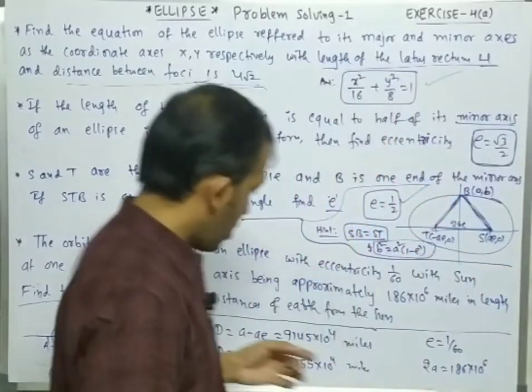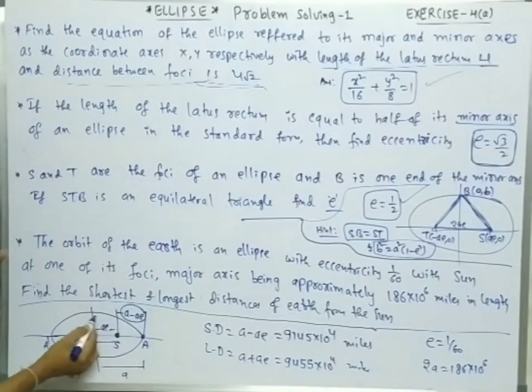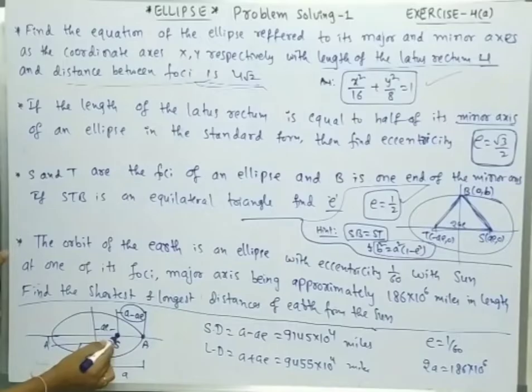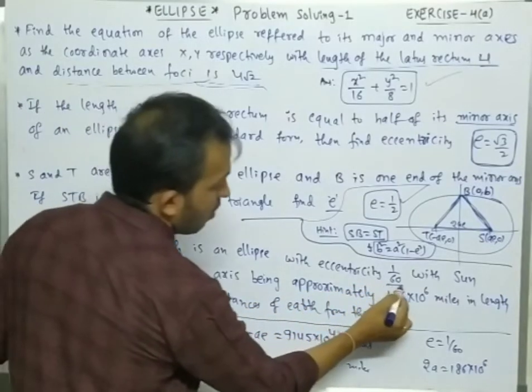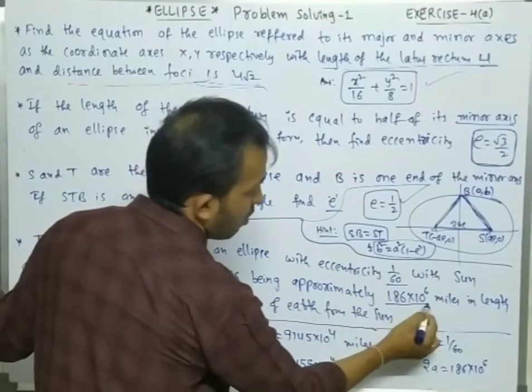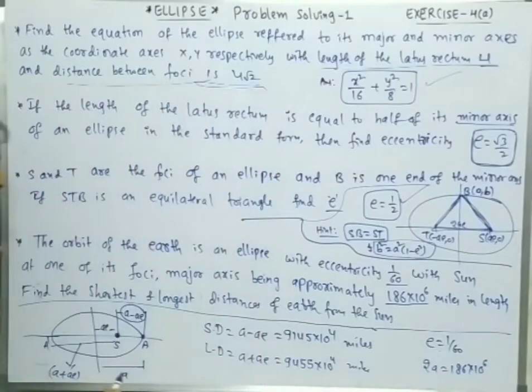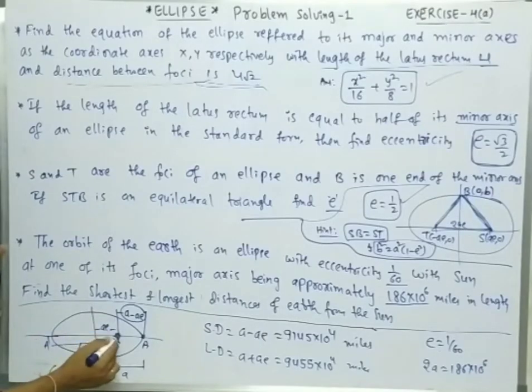Earth is rotating in an orbit of ellipse shape, and the Sun is one of the foci. So let the Sun be here. It is given that eccentricity is 1 by 60 and the length of the major axis 2A is equal to 186 into 10 power 6. Now the question is, what is the shortest distance between Earth and Sun? This is the shortest distance. Okay, what is the longest distance?